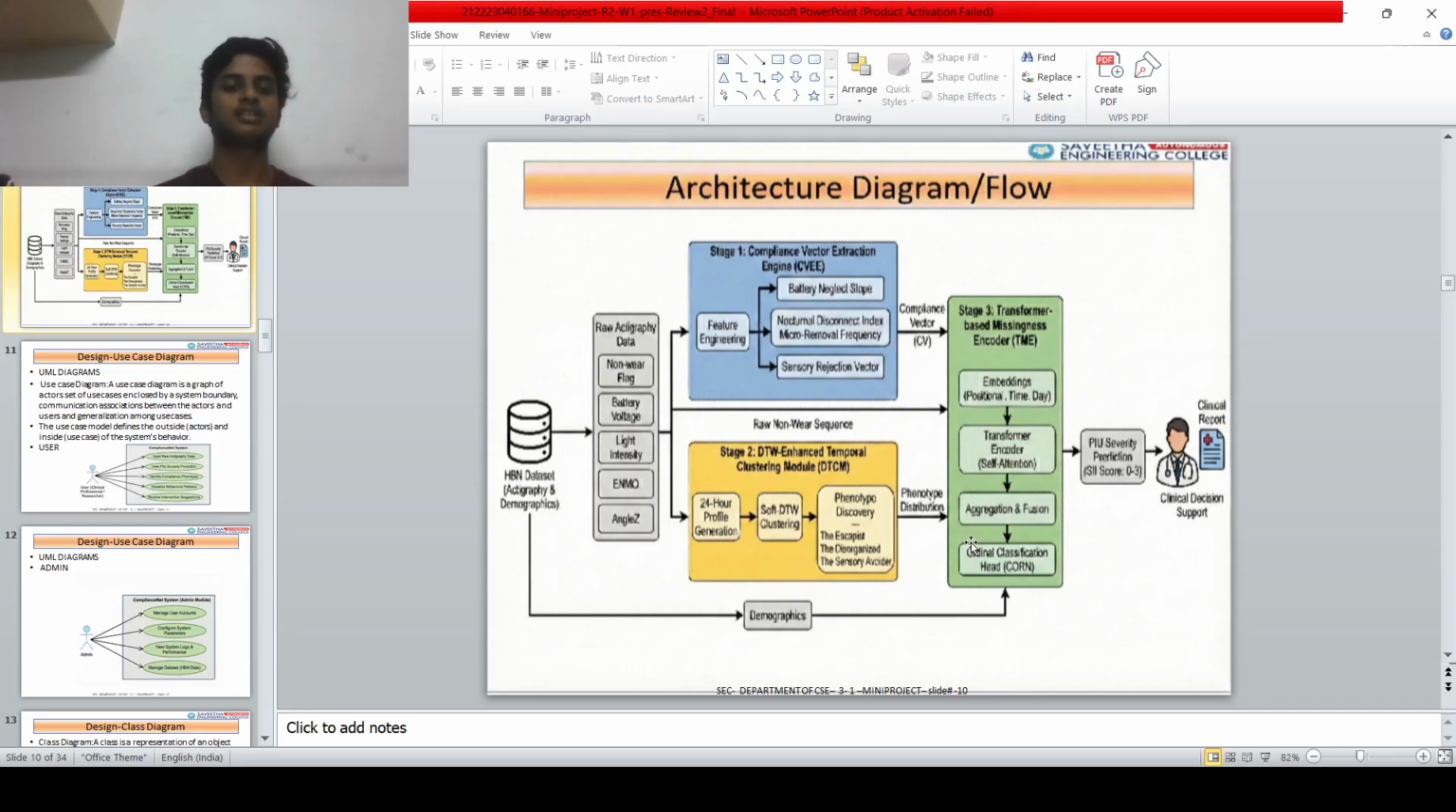Next, coming to the architecture, the raw data is given as input for the feature extraction. The extracted features are passed into the clustering modules. The clustering outputs are passed to the transformer model, which processes temporal patterns. The final output is the problematic internet use severity prediction.